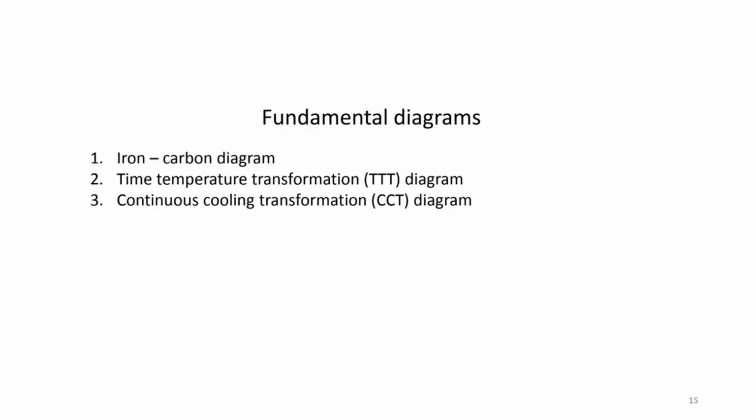Next is fundamental diagrams. So these are three diagrams that are required in understanding heat treatment processes. First is iron carbon phase diagram, then time temperature transformation diagram, and continuous cooling transformation diagram.